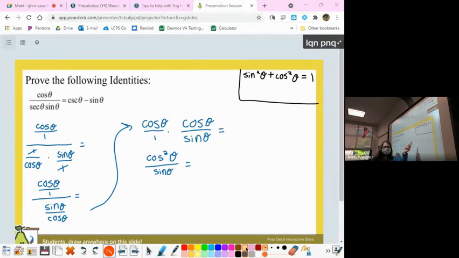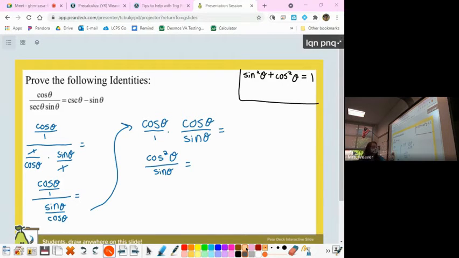Cosine theta times cosine theta gives you cosine squared theta. The squared goes on the word cosine and not on the theta. I saw a few people putting it on the theta. It goes on the cosine part. It's the cosine value that's squared. Okay, she's not there yet, but she's well on her way.